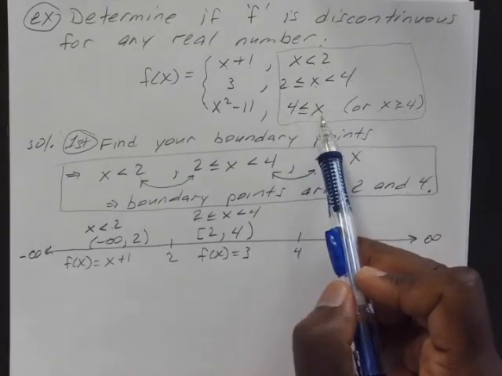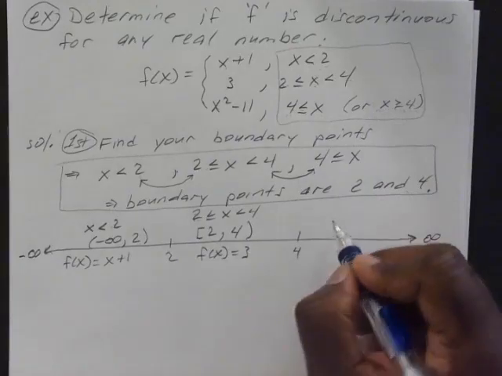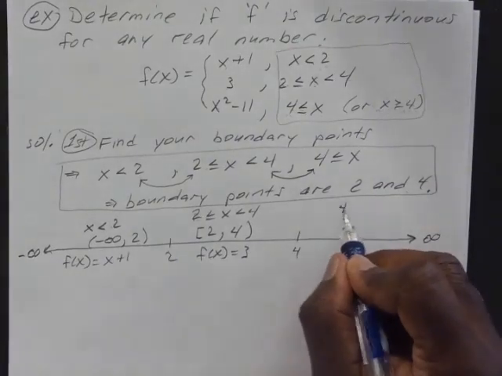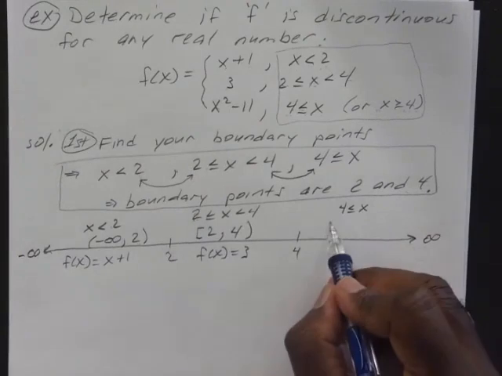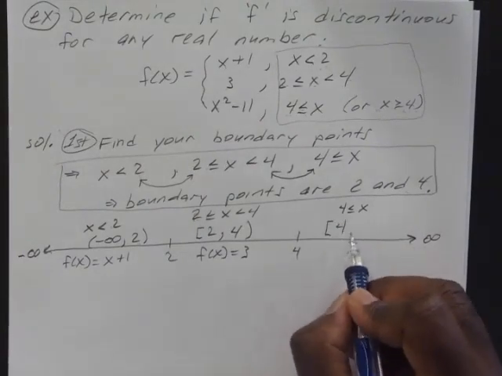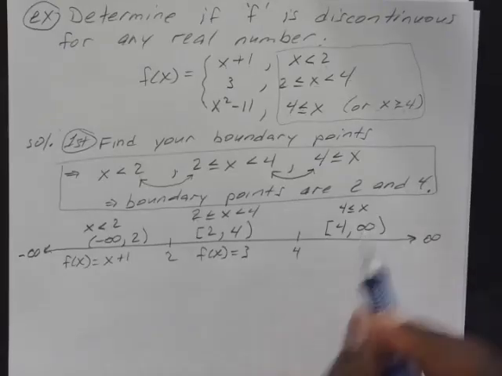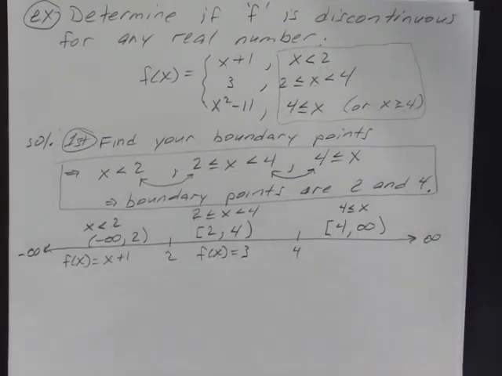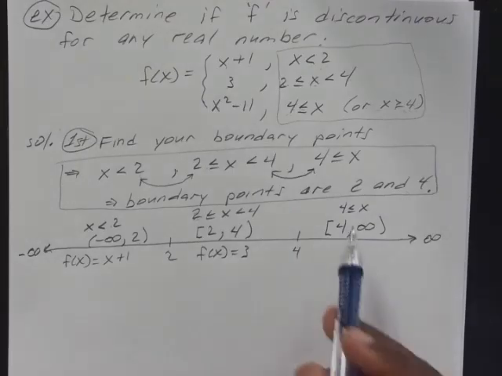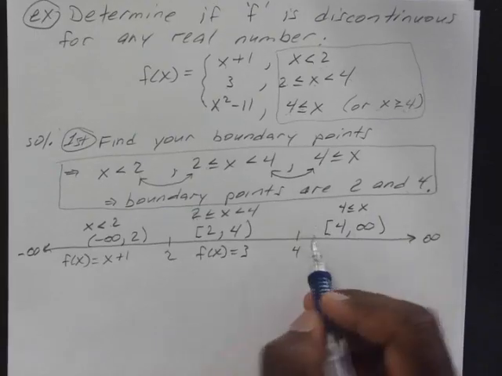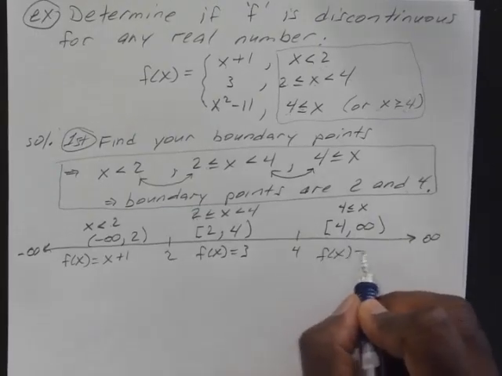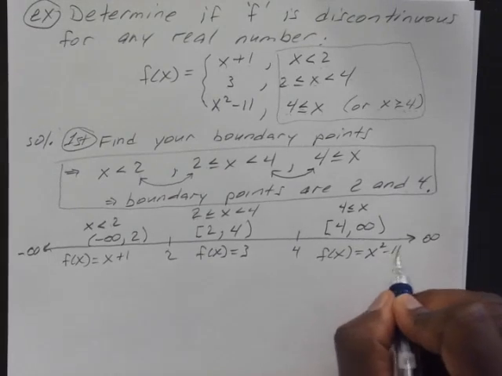And when 4 is less than or equal to x, or x is greater than or equal to 4, we know that represents the interval from 4 to infinity. And 4 gets the bracket because it's the less than or equal to. Or if you flip it, greater than or equal to. So we know when x is greater than or equal to 4, our f of x is equal to x squared minus 11.